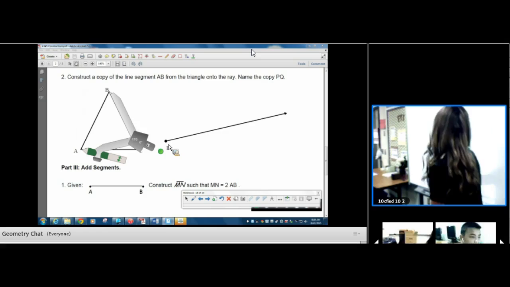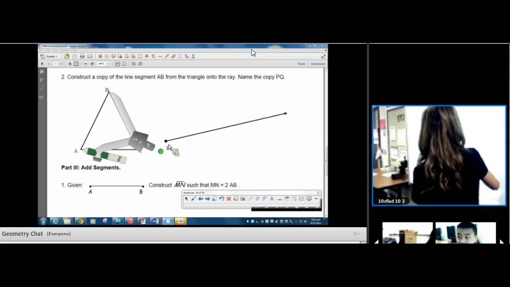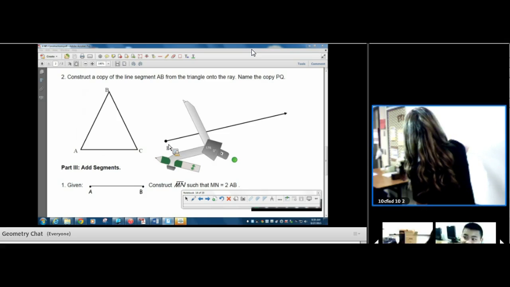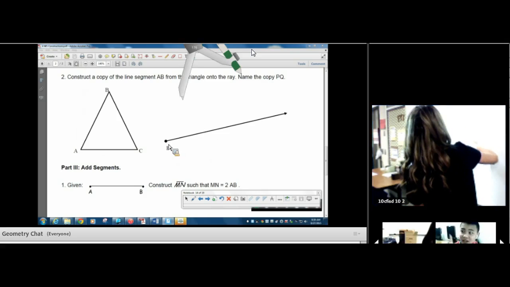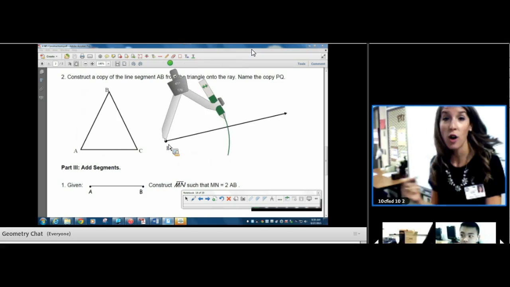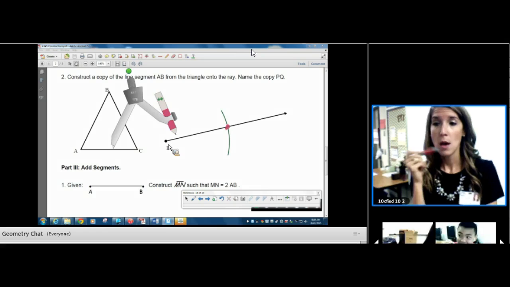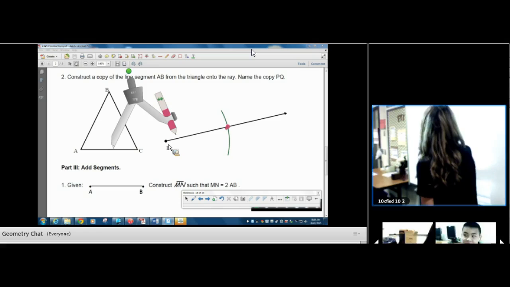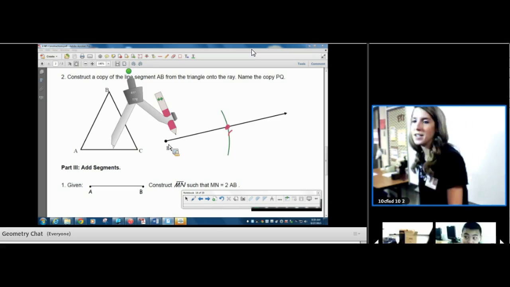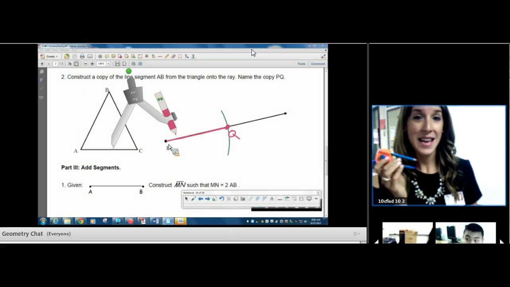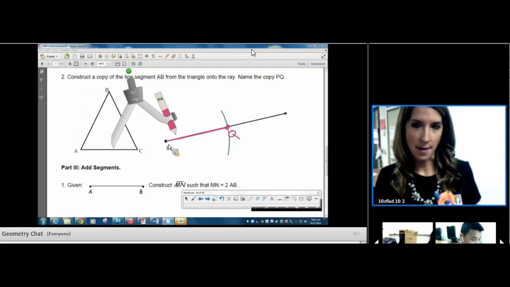Now you come over here and you put the needle on point P and then you make your arc. Where the arc intersects your ray, what do you call it? It said to call the new copy PQ. So where the arc intersects the ray, you call it Q. And now I've constructed a copy of segment AB onto that ray, named PQ. PQ is the same length as AB.